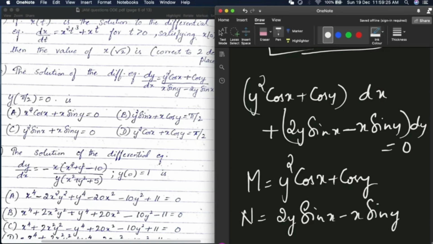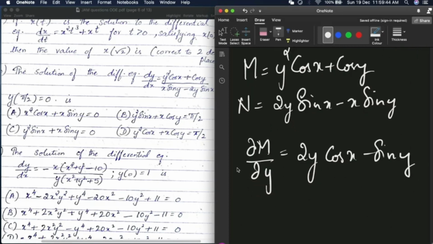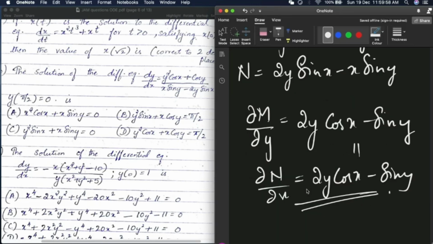Just check dou m by dou y and dou n by dou x. I think it should be exact. It's exact, no? It looks like somewhere your derivatives will match. Yes, equal, exact. Then you're done. Once it is exact, it's simple.